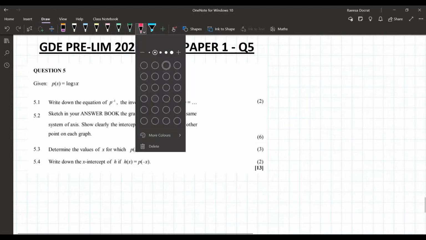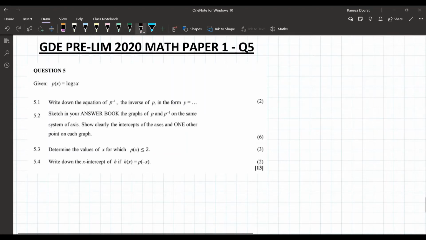So what we have over here is a functions question. Again, if you're unfamiliar with the work, please review our function series before attempting this. So we have p of x is equal to log base 3 of x. It says write down the equation of p inverse in the form of y is equal to something. So for the first one, we have to get our inverse.